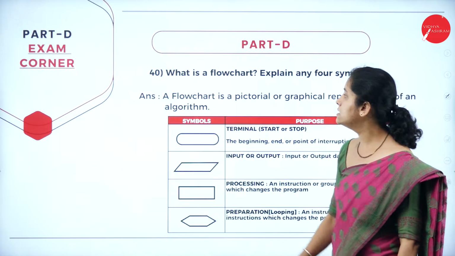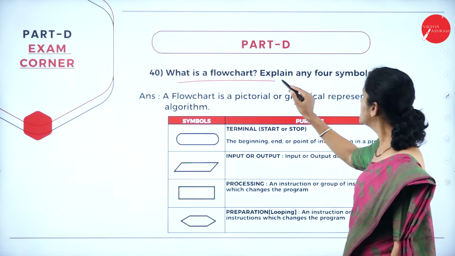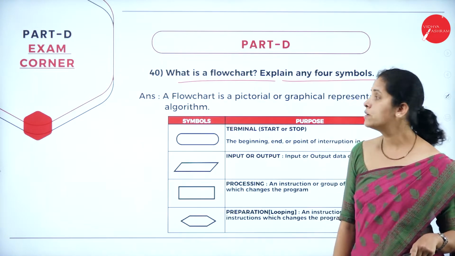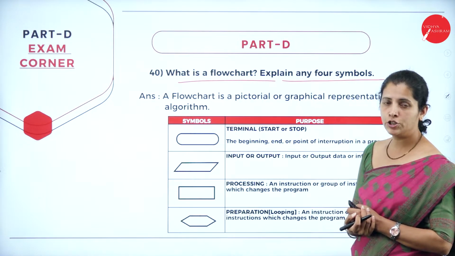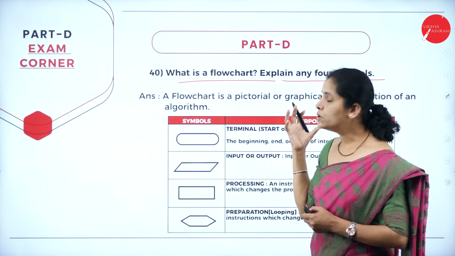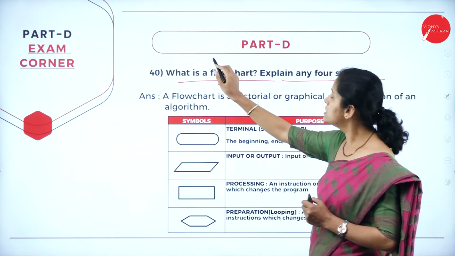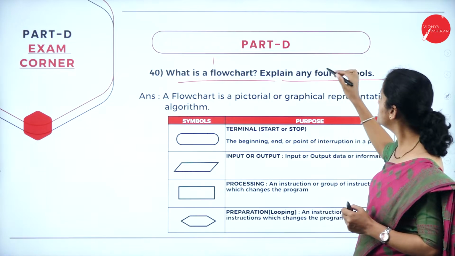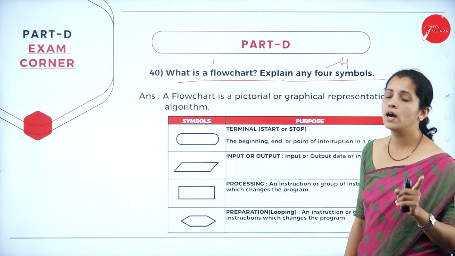Now, let me consider another question. What is a flow chart? Explain any 4 symbols. First, I want to define what a flowchart is. That is the pictorial or graphical representation of an algorithm. So, here I am going to write the graphical representation of the algorithm. Now, this definition carries 1 mark and explaining any 4 symbols carries 4 marks. That means 1 mark for each symbol.